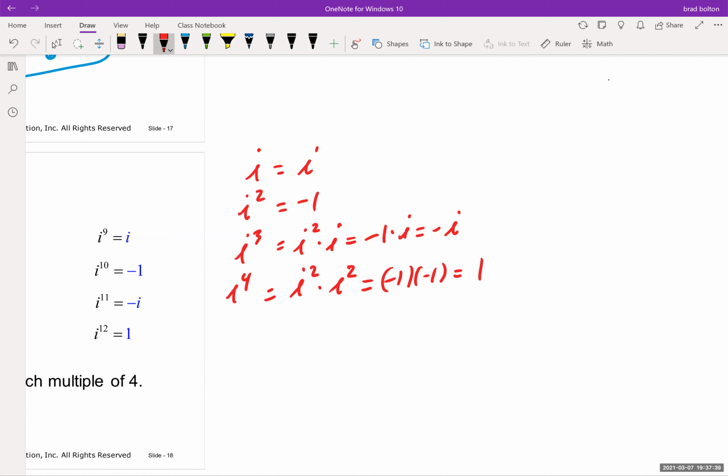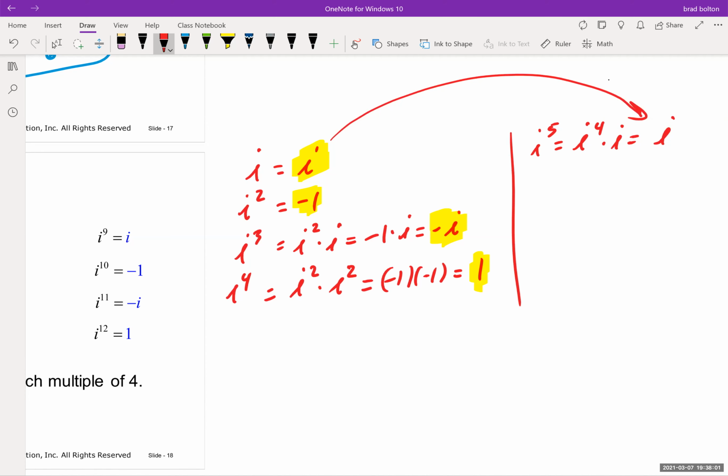So that's where we notice that i to the 1st is just i, i squared is -1, i cubed is -i, and i to the 4th is 1. But what if we kept going? What if we said i to the 5th? Well, i to the 5th is just i to the 4th times i. So that's just 1 times i, which is i. But notice that's the same as i to the 1st.